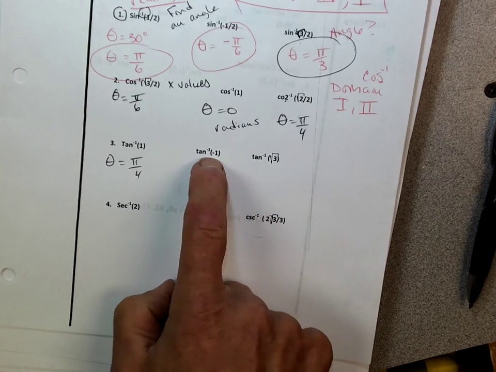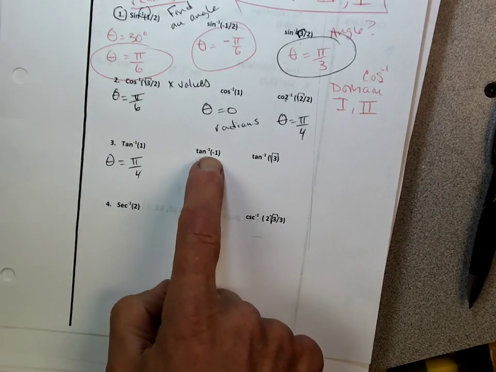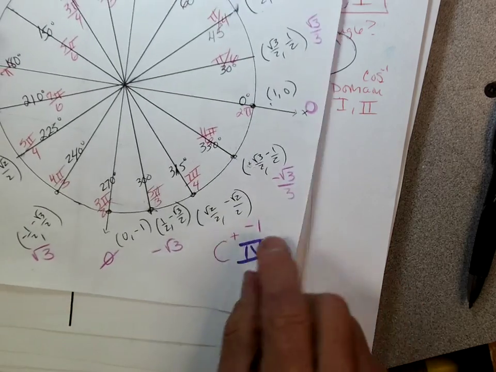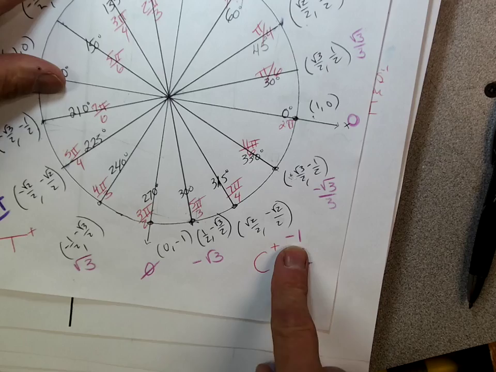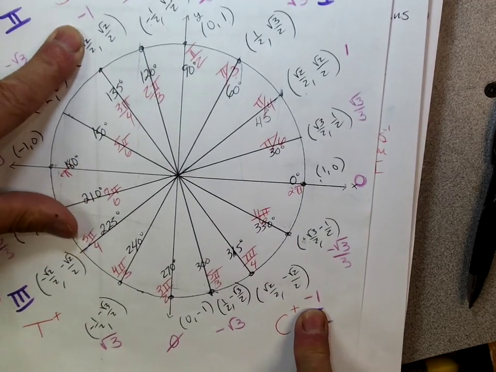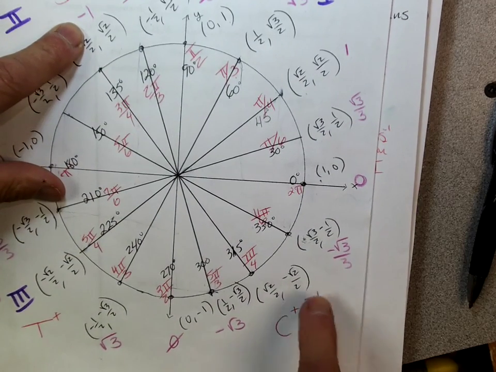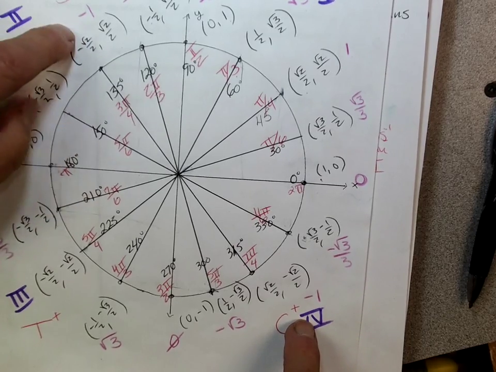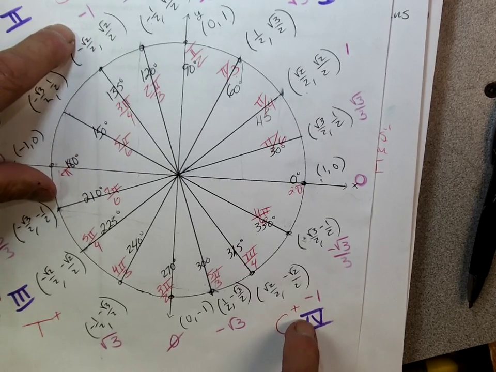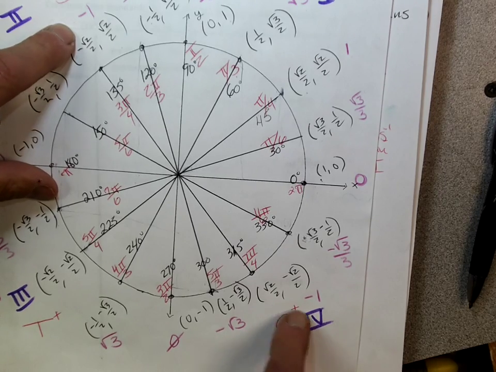Tangent inverse of negative 1. Let's see where it is. Negative pi fourths. Yes, totally right. You are ahead of me. I like that. Okay, it's either here or here. Okay, Quinn, which one is it? Yeah, no clue. It's neither.